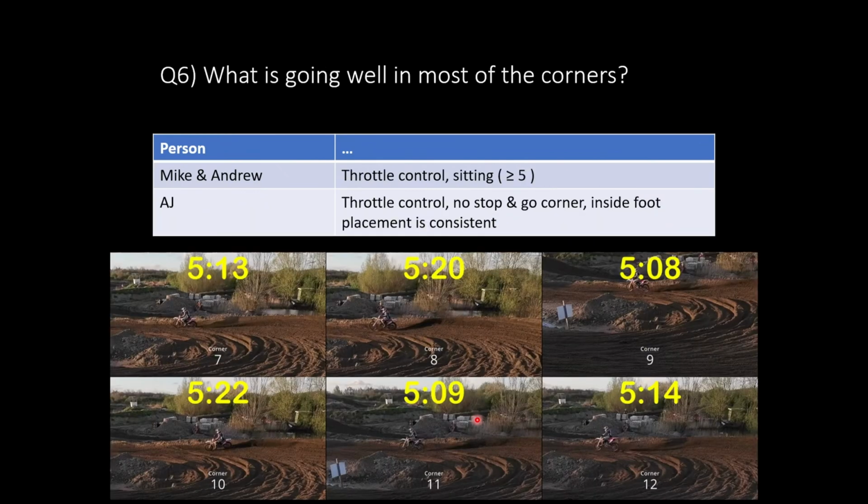So Mike and Andrew say the throttle control, and he was sort of happy with the sitting after corner 5. And AJ also indicates throttle control. You did not make a stop-and-go corner, and he says your inside foot placement is pretty consistent. I already mentioned that I'm not super happy with my throttle control. I think that could be better, but okay. The no stop-and-go was also one of my goals, always. And the inside foot placement, I tried to focus on getting it high, while normally it's somewhere just banging on top of the soil.